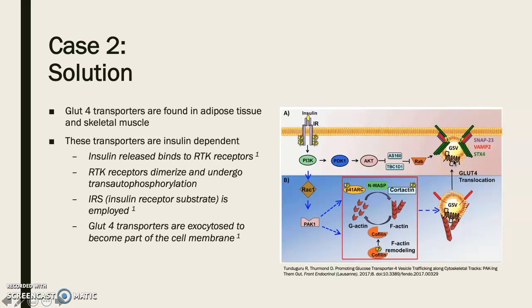Now, an increased exocytosis of GLUT4 transporters to the cell membrane allows for more receptors to be present, thus leading to increased glucose uptake. In the absence of insulin, however, endocytosis of these GLUT transporters would take place, thereby leading to the absence of any GLUT transporters, and as a result, no glucose can be taken up by your cell type, in this case either your adipose tissue or by your skeletal muscle.